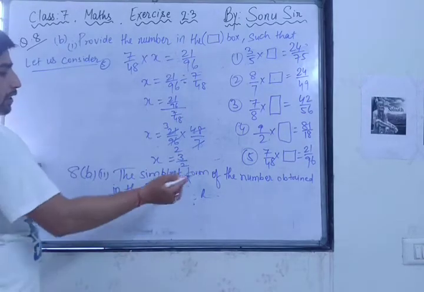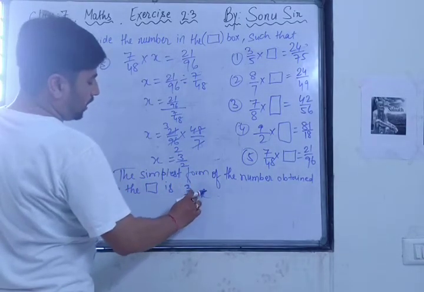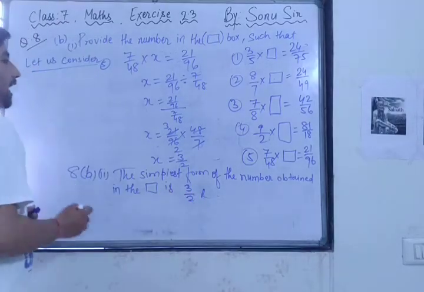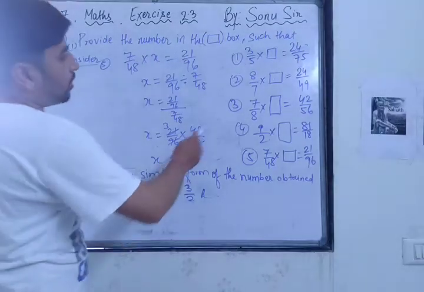So what will be the simplest form of the number? There is no shorter form of 3 by 2. It is already the shortest form. So the answer will be 3 by 2. As you have seen, I have solved the 5th one. Now the rest 3, meaning the second, third and fourth questions, I hope all of you can solve. Second one also you can see.